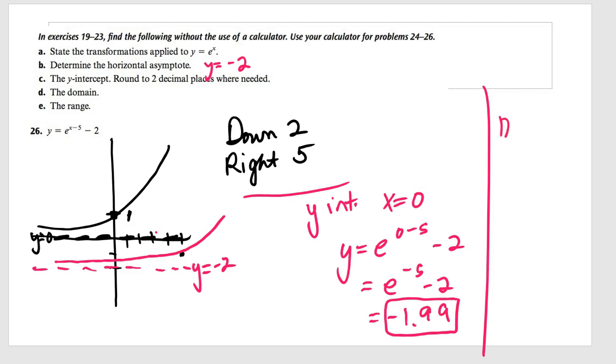Now for our domain, we know that the domain is as far left to as far right as we can go. Our domain here would be -infinity to +infinity. Just like our basic function. And our range, well, our range is different now. So our range had been 0 to infinity, but now we're going to be lowering 2. So our range is going to be -2 to infinity. But just like when it's basic, we don't include where the asymptote is. So we're going to put a parenthesis.